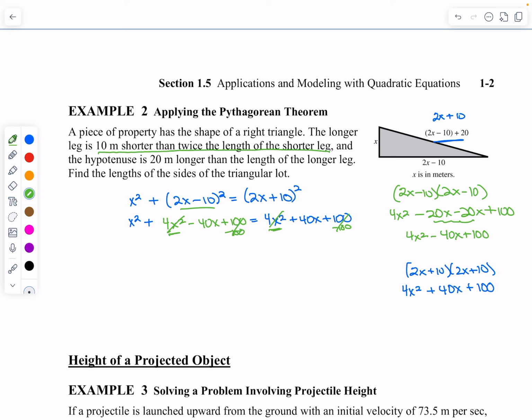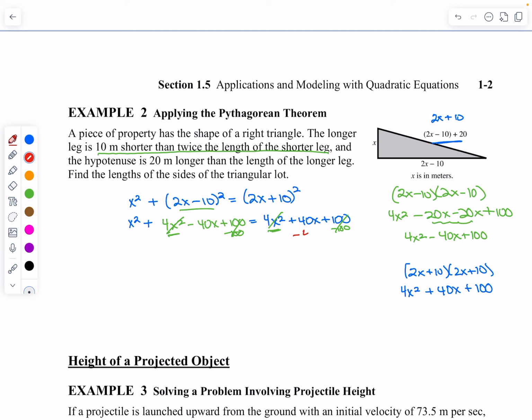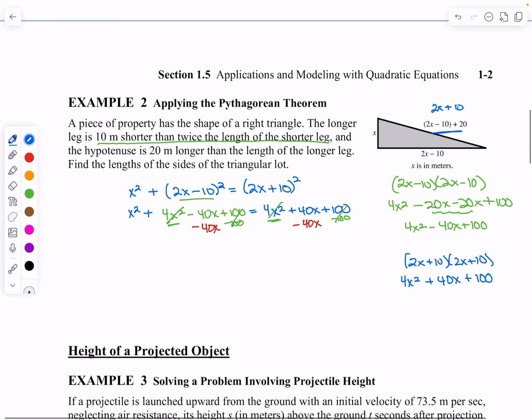Now, when I move my 40x, a lot of folks will cancel those out, but they don't cancel because I don't have different signs, right? With this one, I have a plus and a minus, and same thing with this one. I had a plus and a minus, but now I have two minuses. So that's going to wind up being x squared minus 80x equals 0.